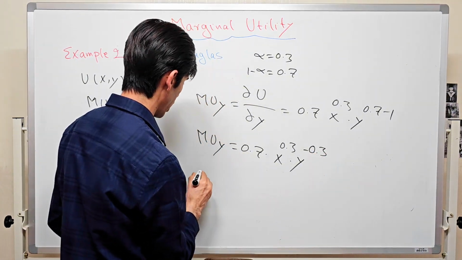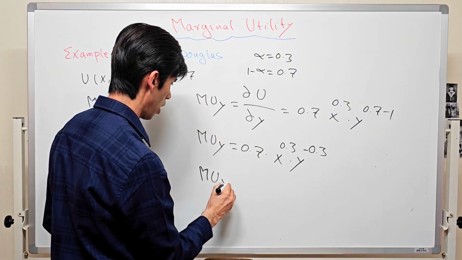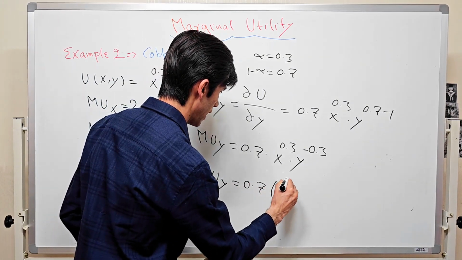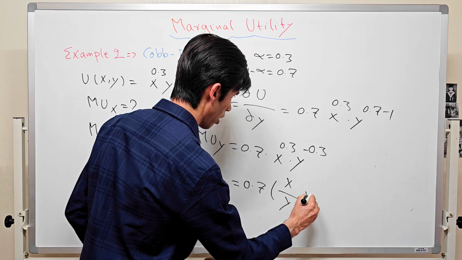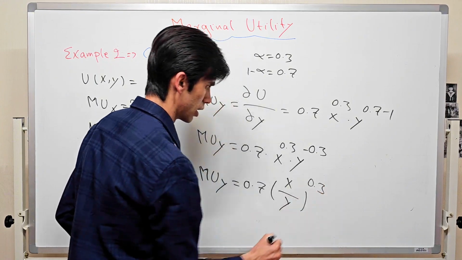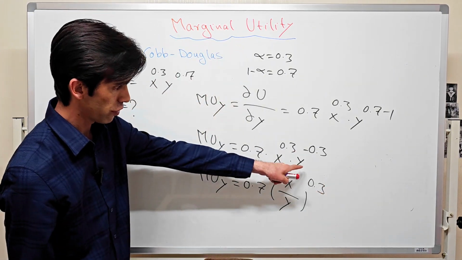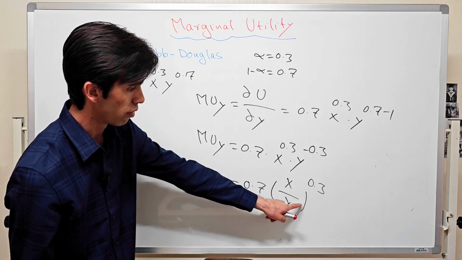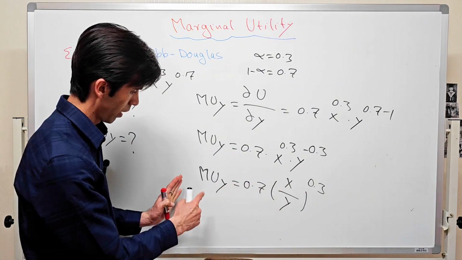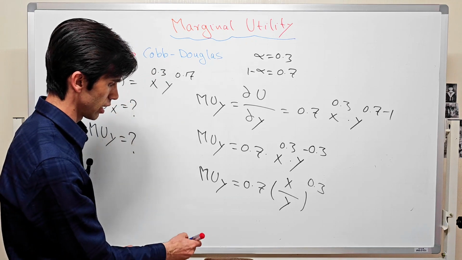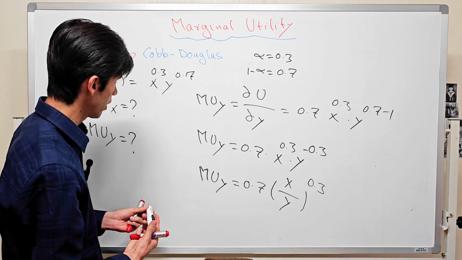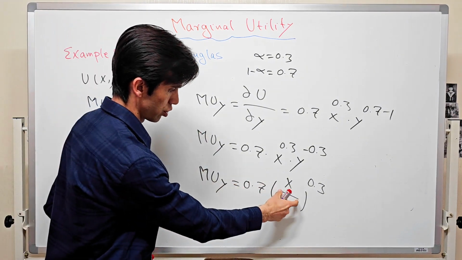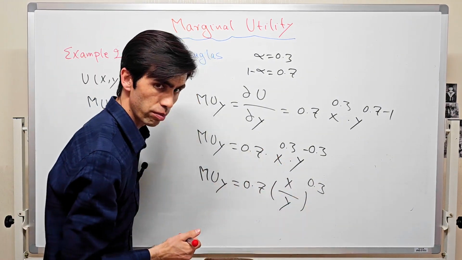And then we can write the marginal utility of y as equal to 0.7 multiplied by x over y to the power of 0.3, because when we shift y to the denominator, the sign of the power of y will change to positive. So the marginal utility of y is equal to 0.7, which is the power of y here, multiplied by the ratio of x over y to the power of 0.3.